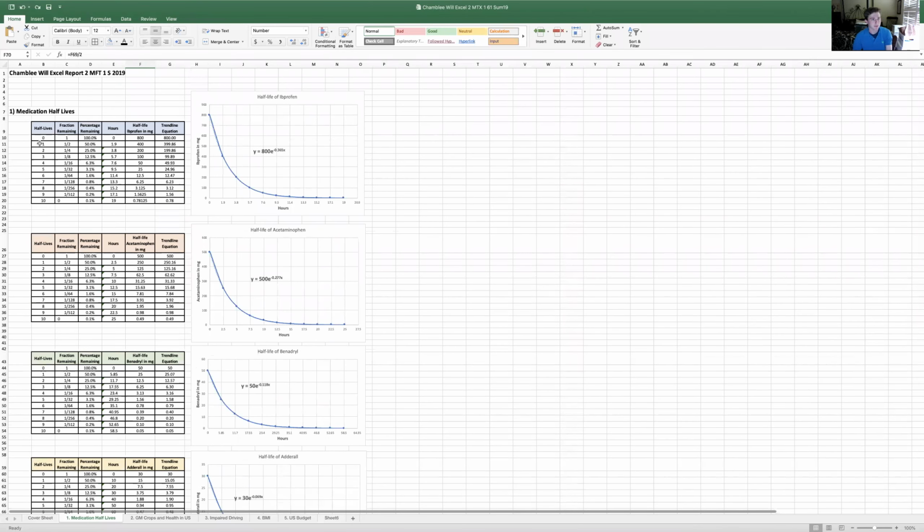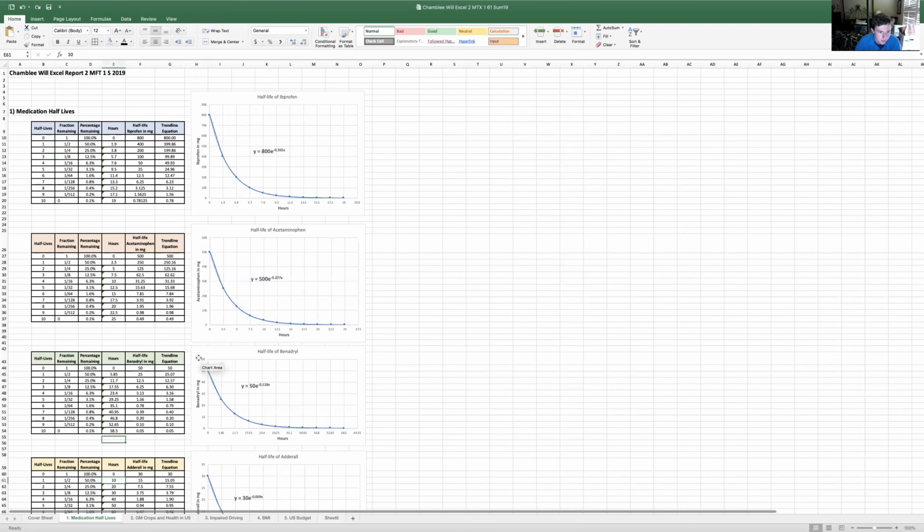We took the half-lives, so this is 1 half-life, 2 half-life, 3, and so forth. And that's the fraction remaining of the drug left. So we were trying to calculate how many hours each half-life had. Obviously ibuprofen had 1.9, 2.5 for acetaminophen, 5.85 for Benadryl, and 10 hours for Adderall.